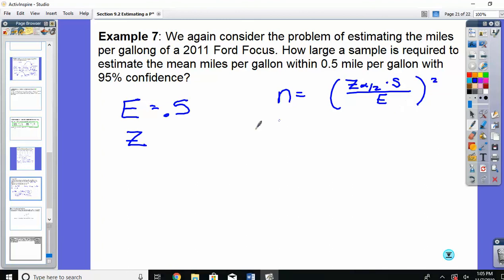So we need to find all these variables. I know my e. z alpha over 2, 95%, so that's 0.05 over 2, z 0.025. That means in the table, it's 97.5 for the area, so we're back to our normal table. So the 0.975 is 1.96.